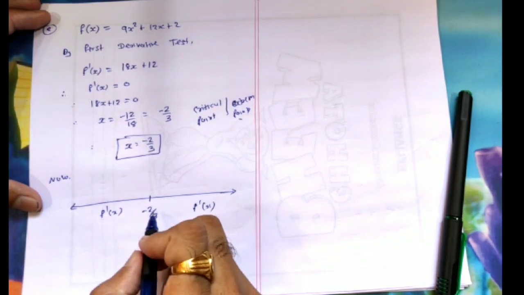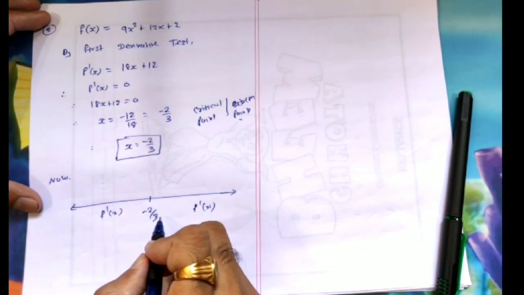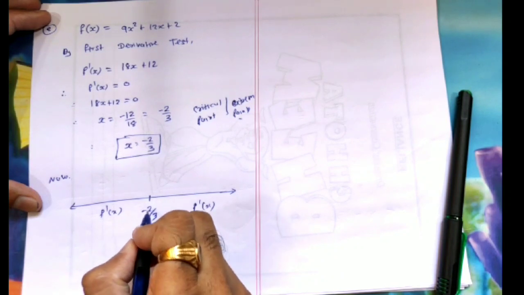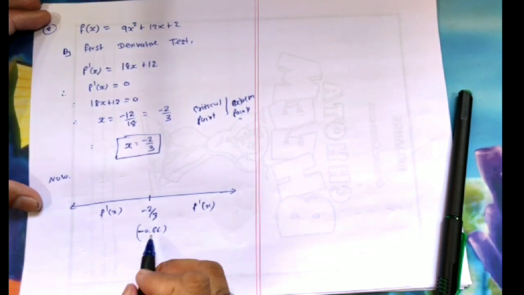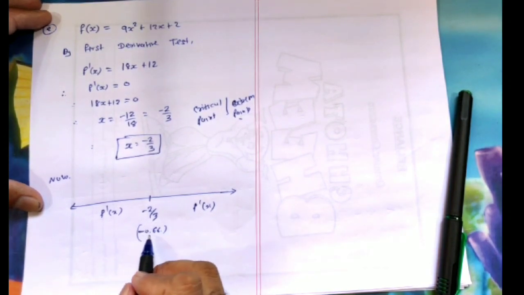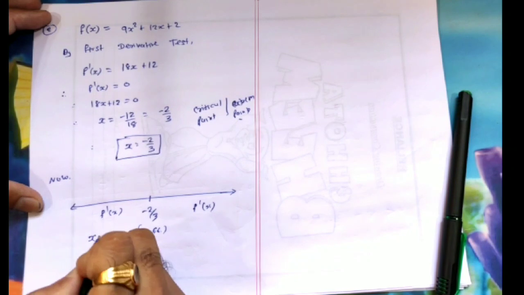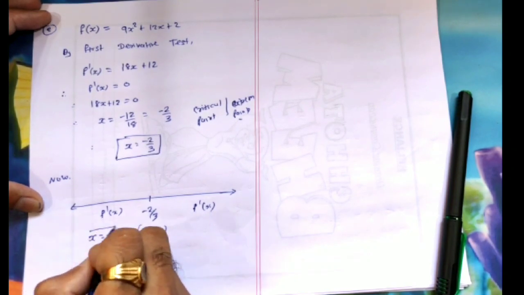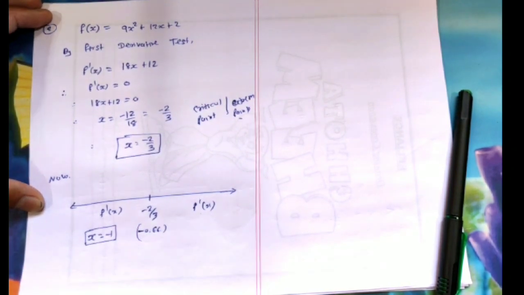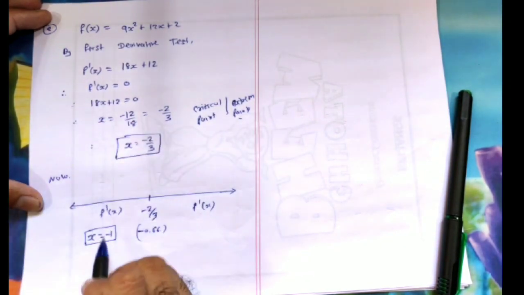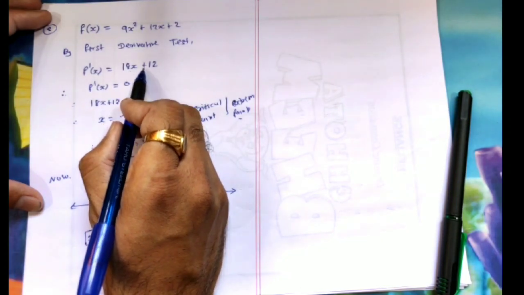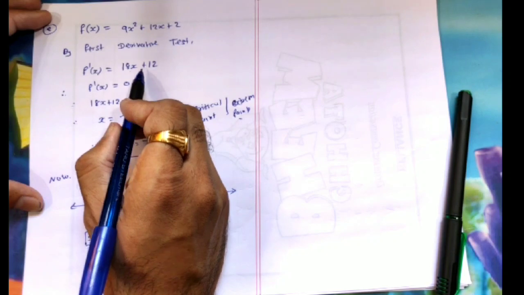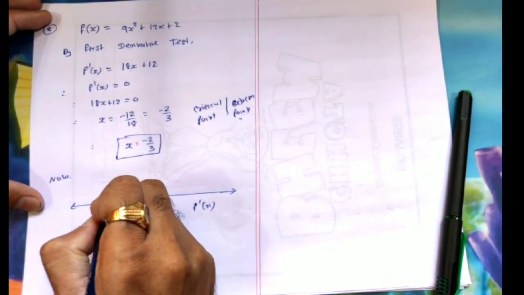So now for this x equal to minus 2 by 3, we can consider minus 2 by 3 means minus 0.66 something. So on the left hand side of this minus 0.66, we are taking x equal to minus 1. For this x equal to minus 1, we are checking the sign of our f dash x. So what is our f dash x for x equal to minus 1? It's 18 into minus 1, minus 18 plus 12, minus 6. So our f dash x is negative over here.